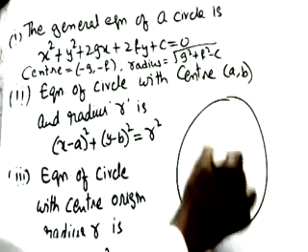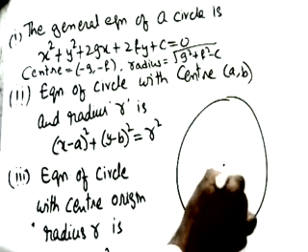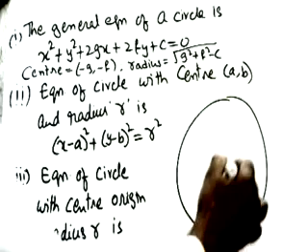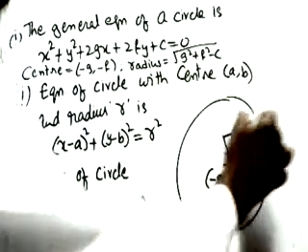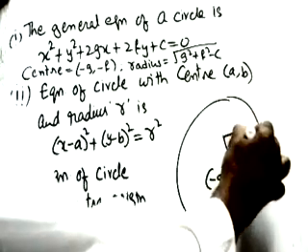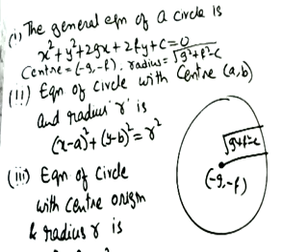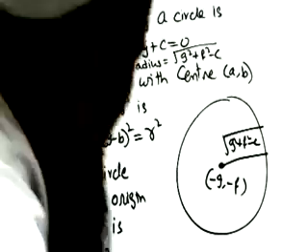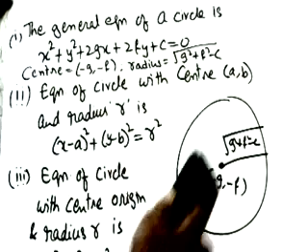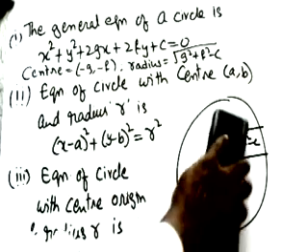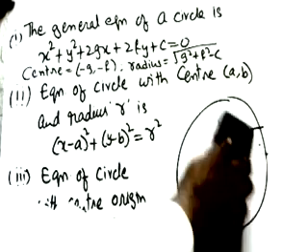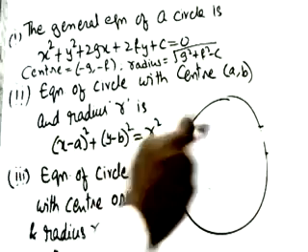Let me do questions on this. So in general, the center of a circle will always be minus g comma minus f, and the radius will be under root of g square plus f square minus c. This is the first method.